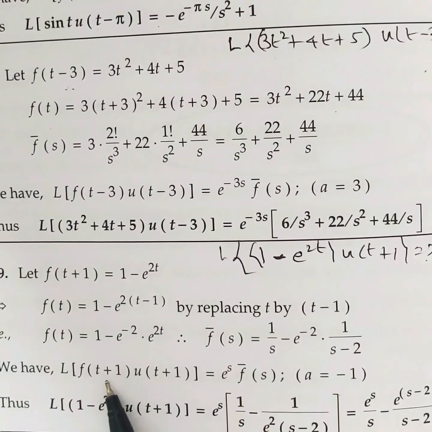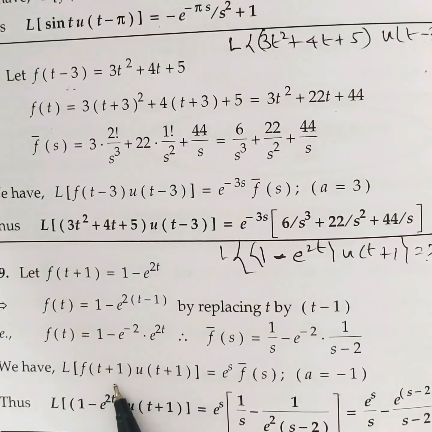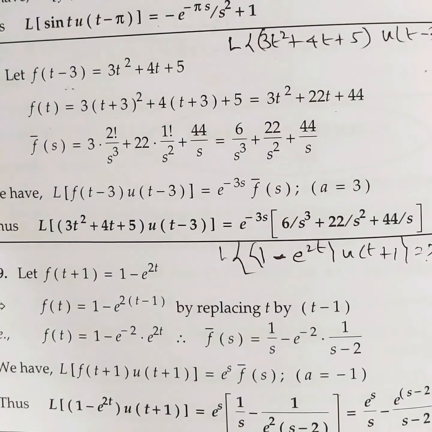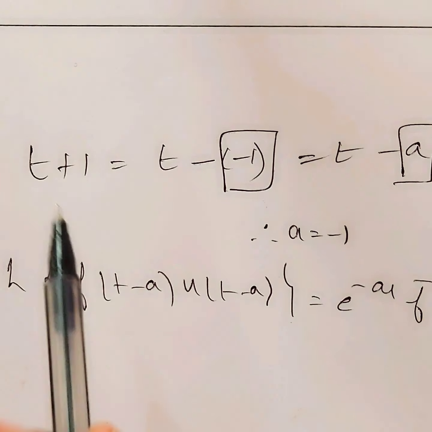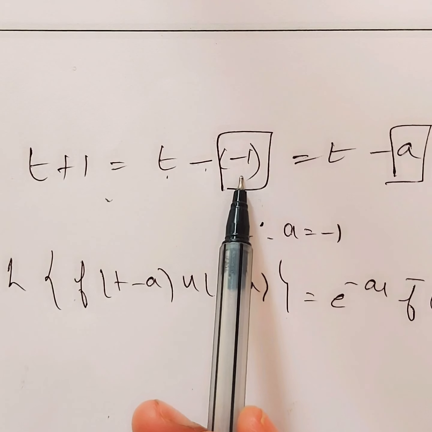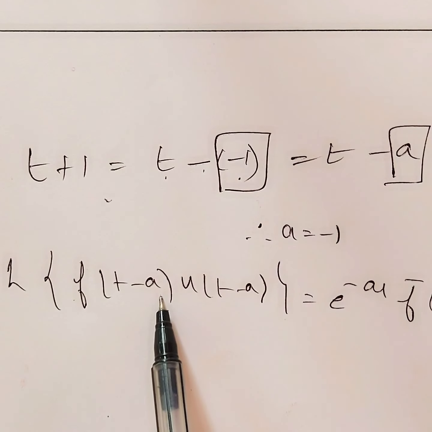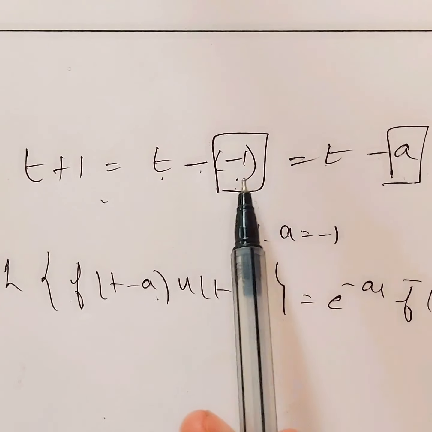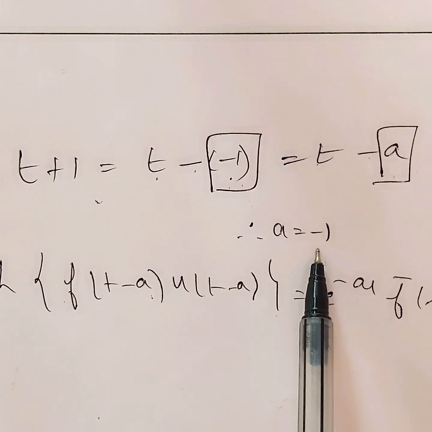So f t plus 1 is nothing but t minus minus 1. So in the place of a we have minus 1 in this case, because we will write t plus 1 as t minus minus 1. Then you are comparing it with the general formula, because in the general formula I have t minus a. So t minus a, and you are comparing this in the place of a I have minus 1, therefore a is equal to minus 1.